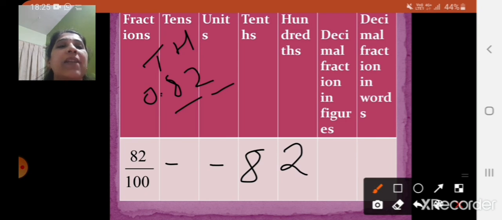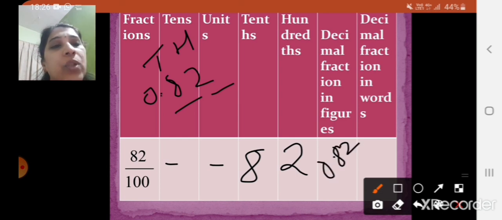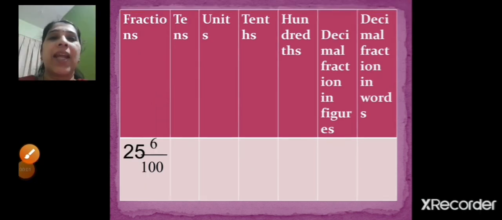Now decimal fractions in figures. 82 upon 100 means 2 decimal places. So I will write it as 0.82. So how will you write it in words? ZERO, POINT, EIGHTY-TWO. So I hope students you have understood this concept. Now let's see the next fraction. It is 25, 6 upon 100.